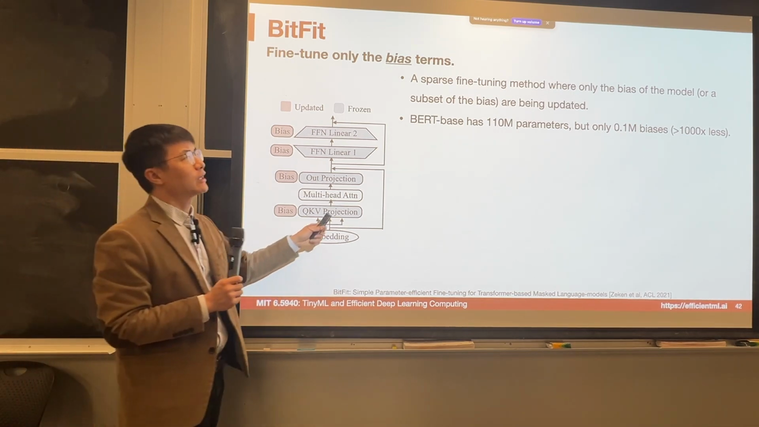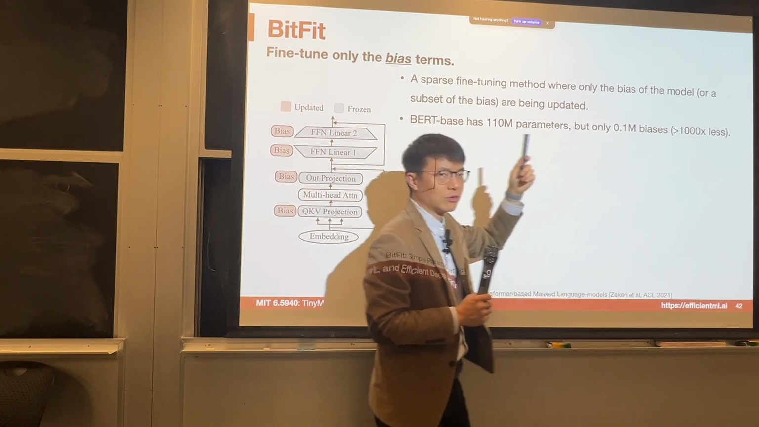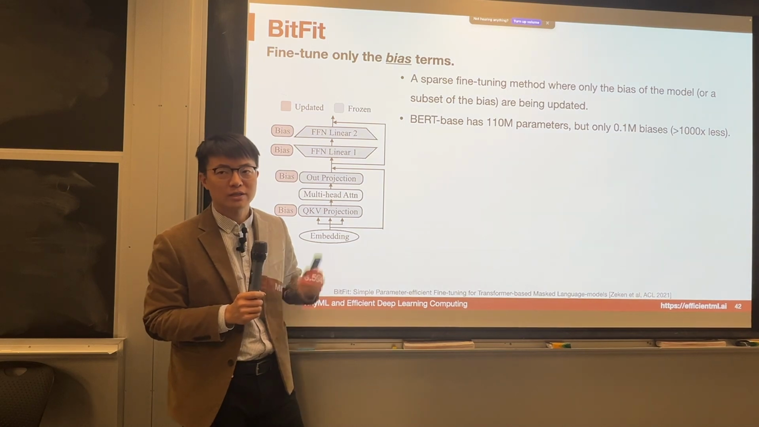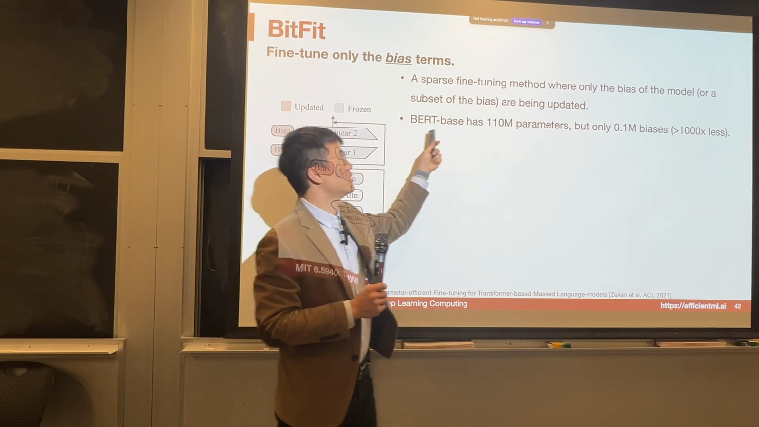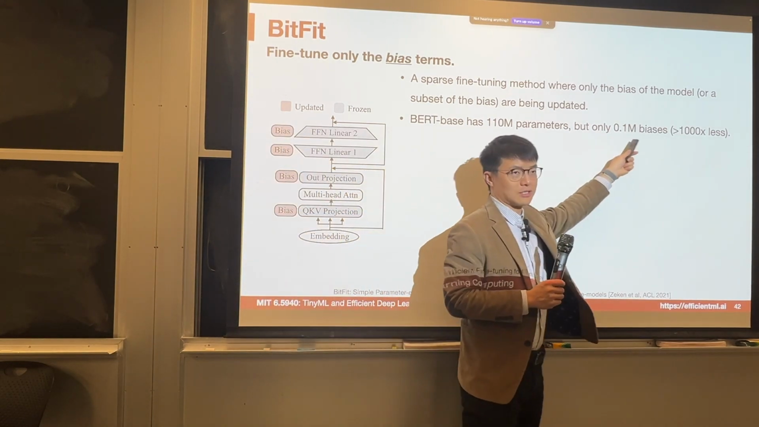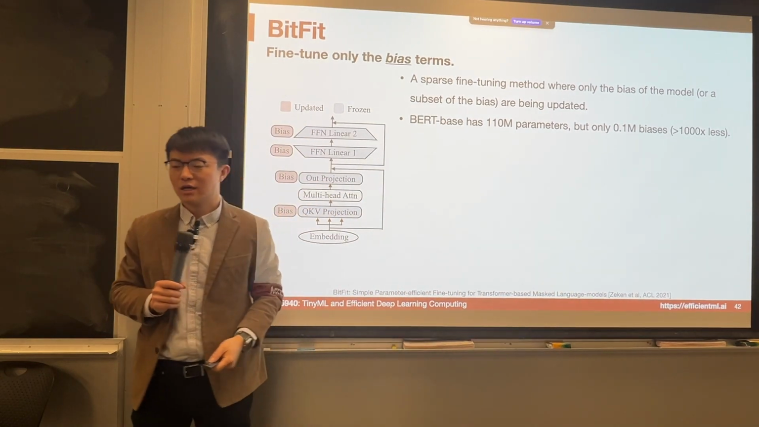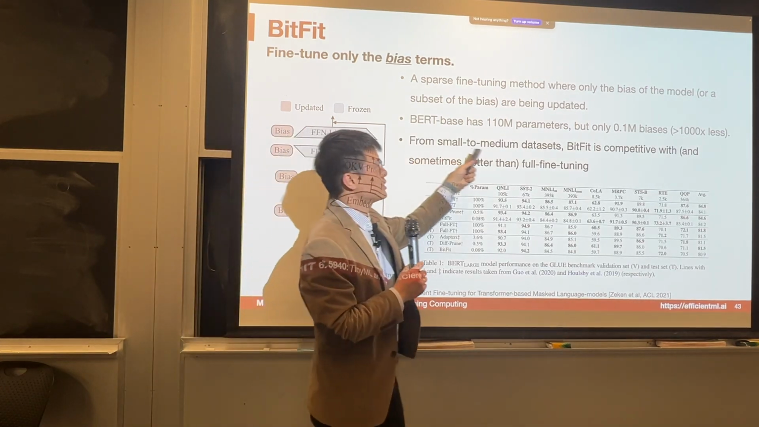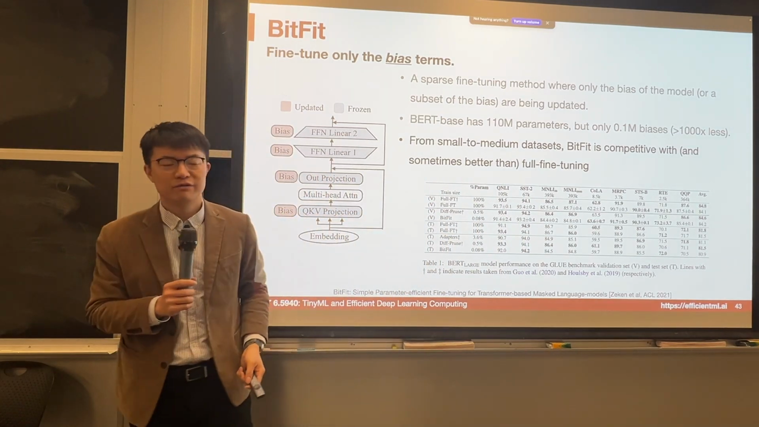After that, people found this kind of sparse fine-tuning, only fine-tuning the bias of a model or a subset of the bias, can actually work very well. And the size of the fine-tuned parameters is pretty small. So BERT has about 110 million parameters, but the bias is only 0.1 million. It's much smaller, more than 1,000 times smaller than the parameters. And from medium to small datasets, this kind of method, BitFit, is very competitive with full fine-tuning.